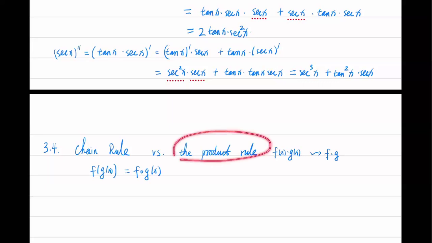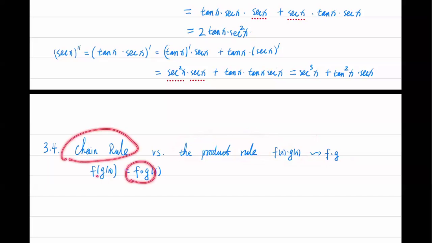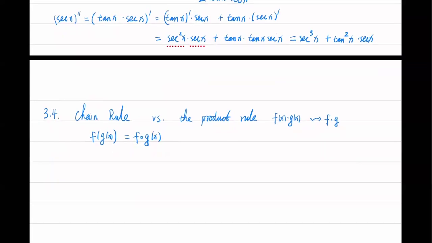The product rule we learned before is about the product of two functions, the derivative of this product function. And the chain rule is about the composition of two functions. The composition, a very simple example: sine x cubed. So this is a composition of the sine function with a cubic function.